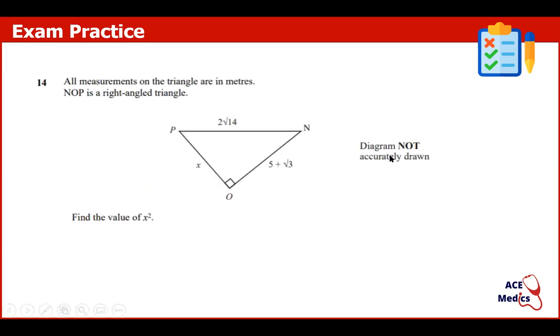We're going to skip that one because it's quite easy. This one's slightly trickier. So all measurements on the triangle are in meters. NOP is a right angled triangle. Find the value of x. So looking back, if you can remember when we did Pythagoras' theorem, how that might relate to this question. See if you can work out the value of x squared.